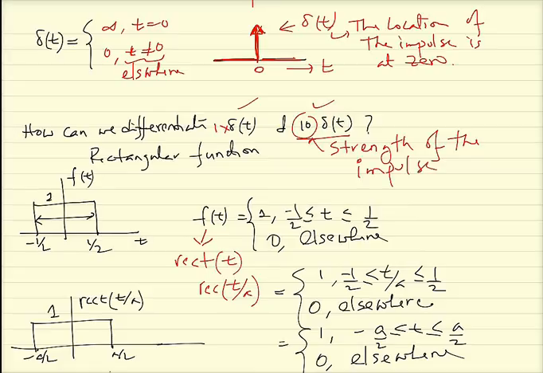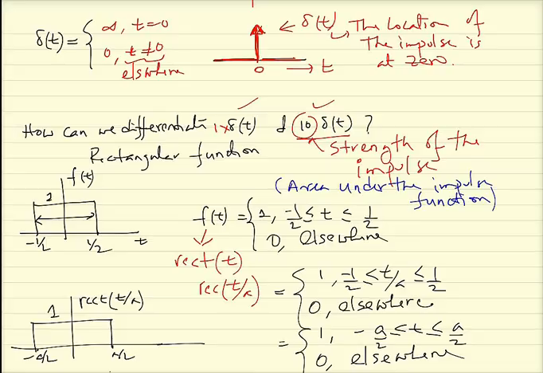This represents the strength of the impulse. Now, is strength similar to magnitude? We'll see. Actually, it's not. It's basically the area under the impulse function that is called strength. So strength is, you can say, the area under the impulse function, right?